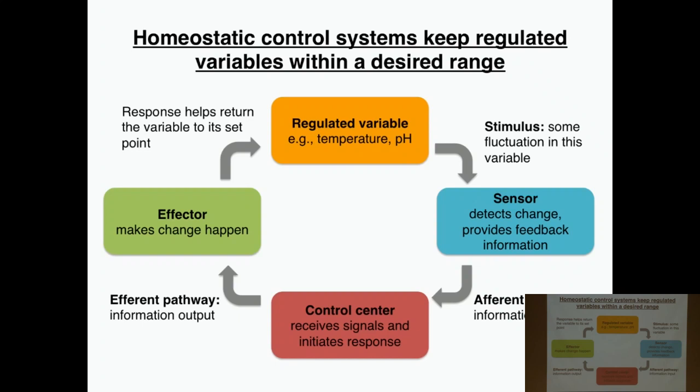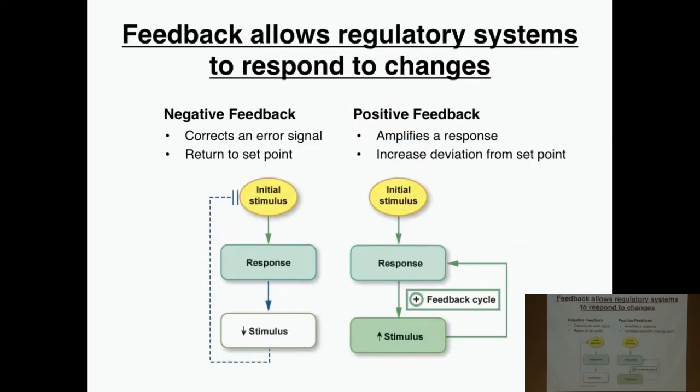Okay. There are two main types of responses that regulatory systems can have. There's negative feedback systems and positive feedback responses. So negative feedback generally acts to correct an error signal. So what happens is that you have an initial stimulus, this deviation from your set point. This triggers a response, which then reduces the magnitude of that stimulus. So you're making that error signal smaller and smaller and smaller until you get back to the set point and the stimulus is no longer there. Right? You're no longer throwing an error signal.